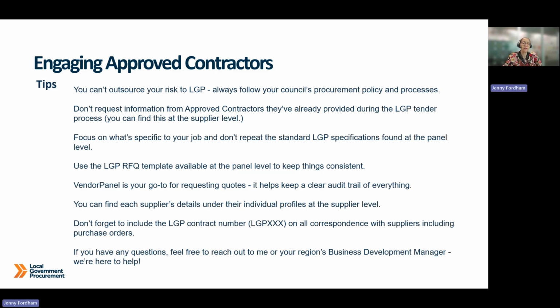VendorPanel is your go-to for requesting quotes. It helps keep a clear audit trail of everything. And you can find each supplier's details under their individual profiles at the supplier level. Don't forget to include the LGP contract number, LGP 420, for example, on all correspondence with suppliers, including on purchase orders. If you have any questions, feel free to reach out to me or your region's business development manager. We're here to help.